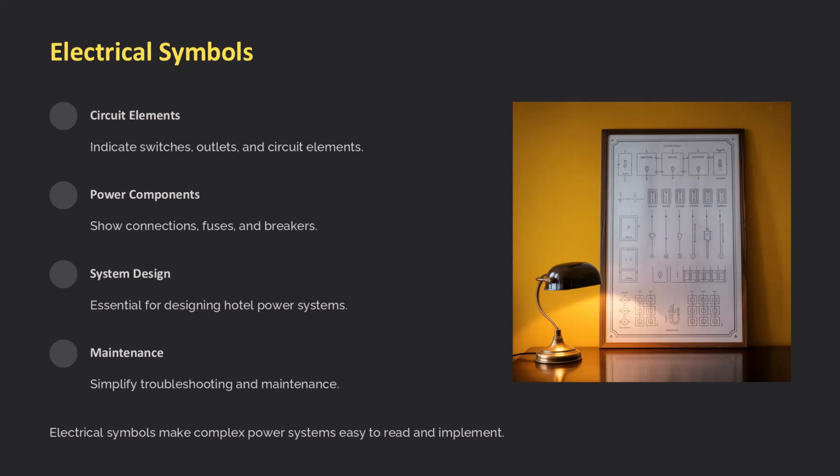For example, a simple switch symbol shows not just its presence but also how it connects to other parts of the system. Without symbols, diagrams would be full of text and confusion, slowing down work. In hotels, where reliable power supply is crucial for both guests and operations, electrical symbols ensure efficiency and safety. They also make compliance with building codes easier because inspectors can clearly verify systems. Overall, electrical symbols transform complexity into clarity, keeping hotels running smoothly.